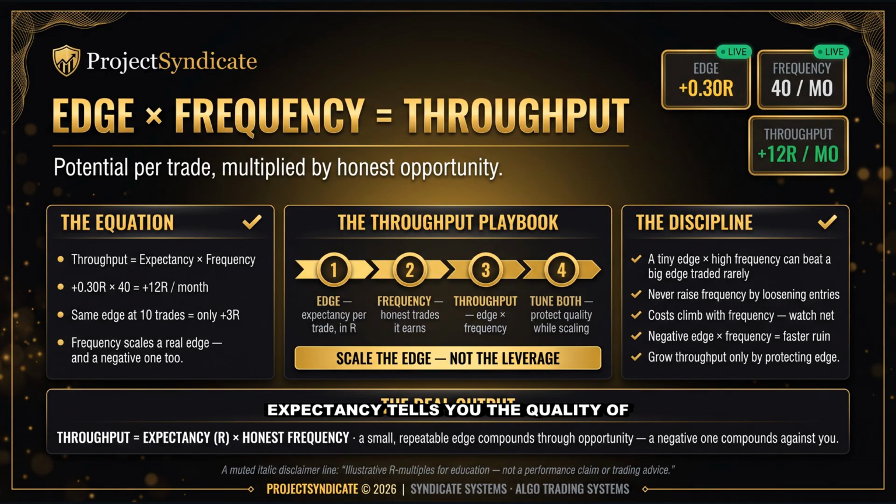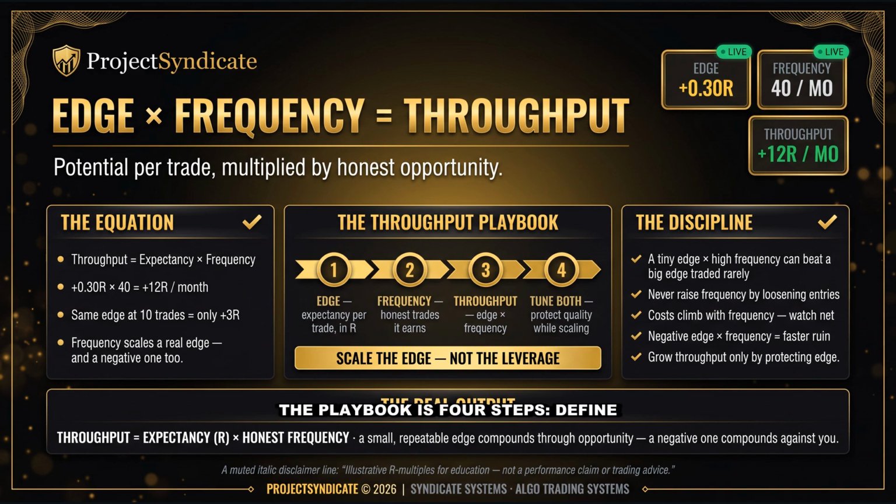Expectancy tells you the quality of one trade. It doesn't tell you what a system produces over a month. For that, you multiply by opportunity. Throughput equals expectancy times frequency. A plus 0.30R edge across 40 honest trades yields plus 12R a month. The same edge at 10 trades yields only 3. Frequency scales a real edge, and, just as fast, a negative one.